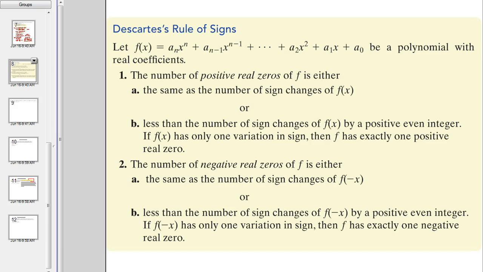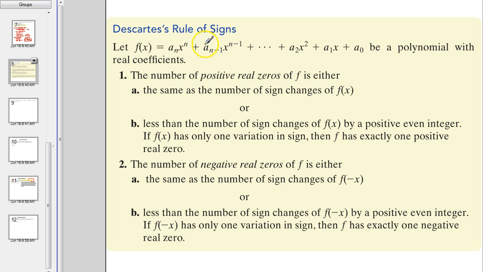Alright, last part of the notes for section 2.5. I'm going to talk about Descartes' rule of signs. So basically what this is saying is the most, or how many, of a certain type of zero you can have. Alright, so if we have some polynomial, the number of positive real zeros you can have is either the same number as the sign changes, right?